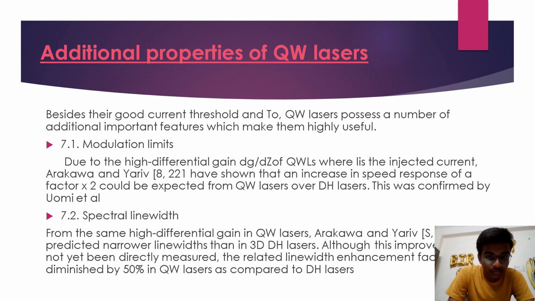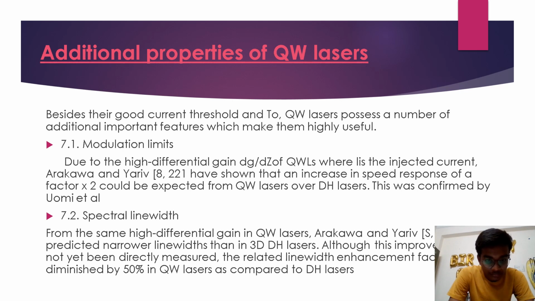Additional properties of QW lasers. Besides their good current threshold, QW lasers possess a number of additional important features which make them highly useful. 7.1 Modulation limits. Due to the high differential gain dG/dJ of QWs, where J is the injected current, Arakawa and Yariv have shown that an increase in speed response by a factor of 2 could be expected from QW lasers over DH lasers. This was confirmed by Uomi et al.